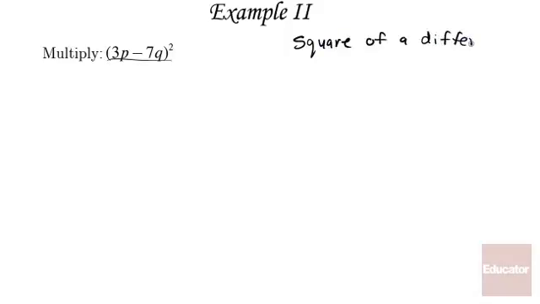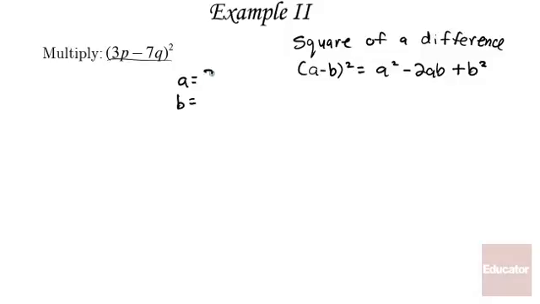And again, I could use FOIL. I could write this out, do first, outer, inner, and last. Or I could just remember that when I have the square of a difference, my answer is going to end up in the form a squared minus 2ab plus b squared.